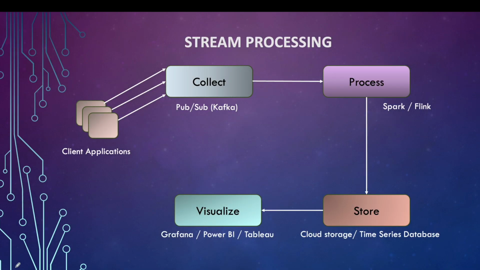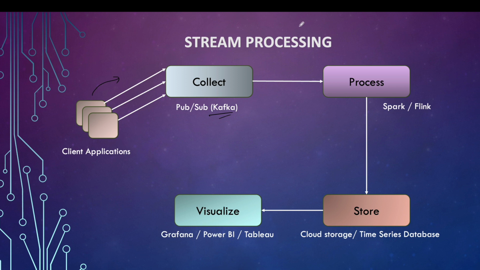So let us talk about stream processing in a bit more detail. I have prepared a diagram where you can see four components: collect, process, store, and then visualize. Let's say we have some client applications, and they are continuously sending data to some kind of system like Kafka. Now the first step is collect.